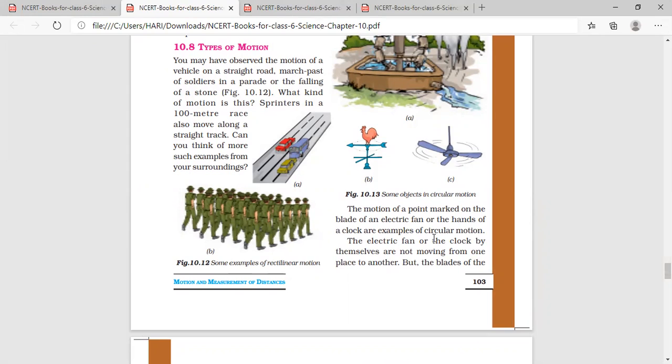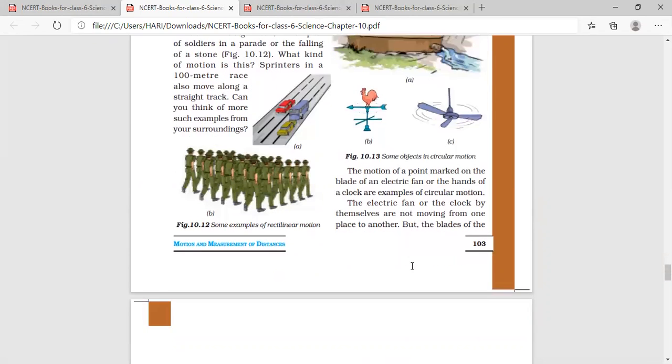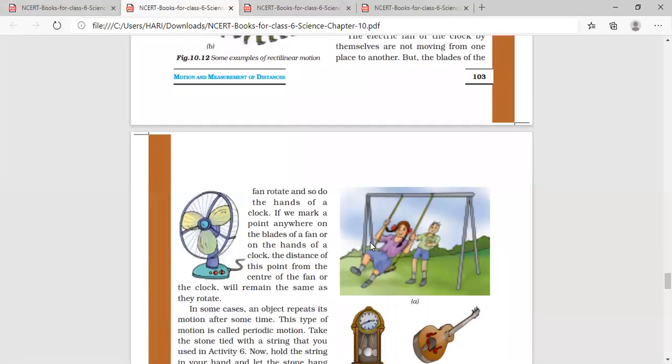The electric fan or the clock by themselves are not moving from one place to another, but the blades of the fan rotate and so do the hands of the clock. If we mark a point anywhere on the blades of the fan or on the hands of the clock, the distance of this point from the center of the fan or the clock will remain the same as they rotate. That is only in circular motion, the distance of the moving object from the center remains the same at all the points of motion.